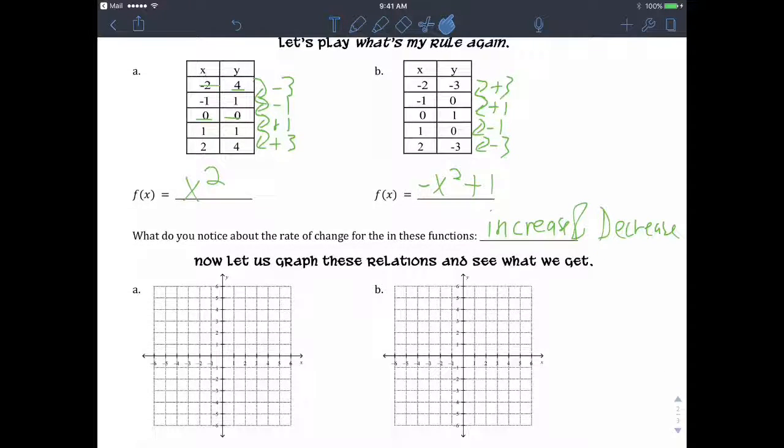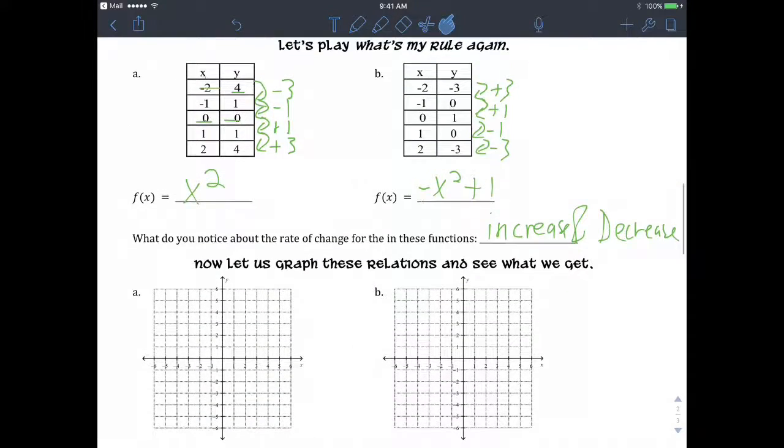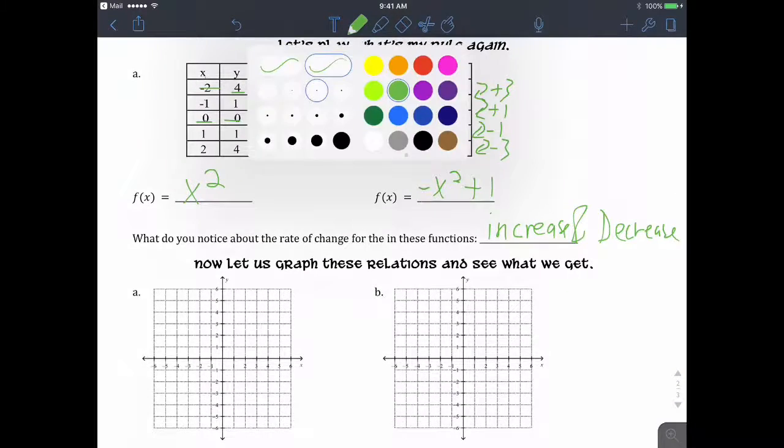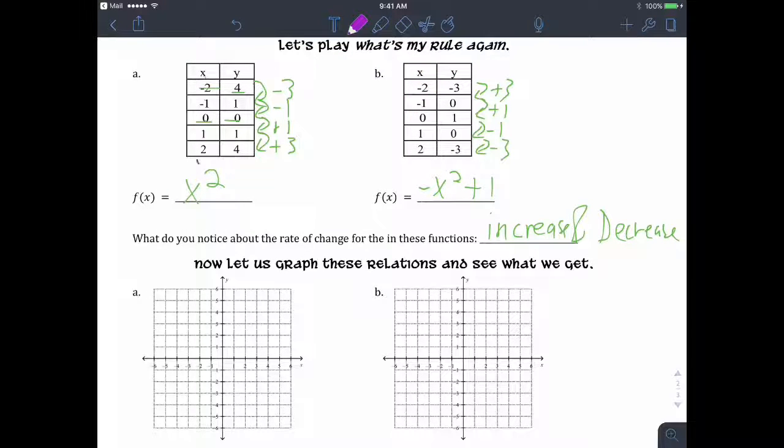Now, what I want you to do is graph these points. Graph these 5 points into this box, and then tell me what you notice. Go ahead and do that right now.